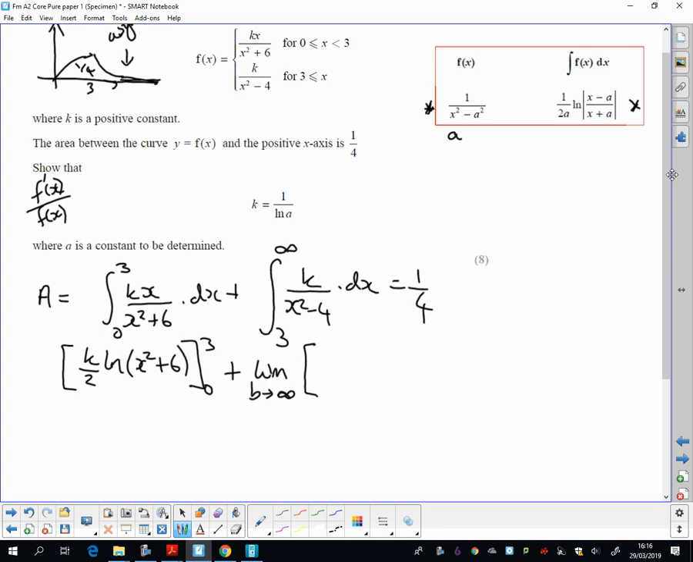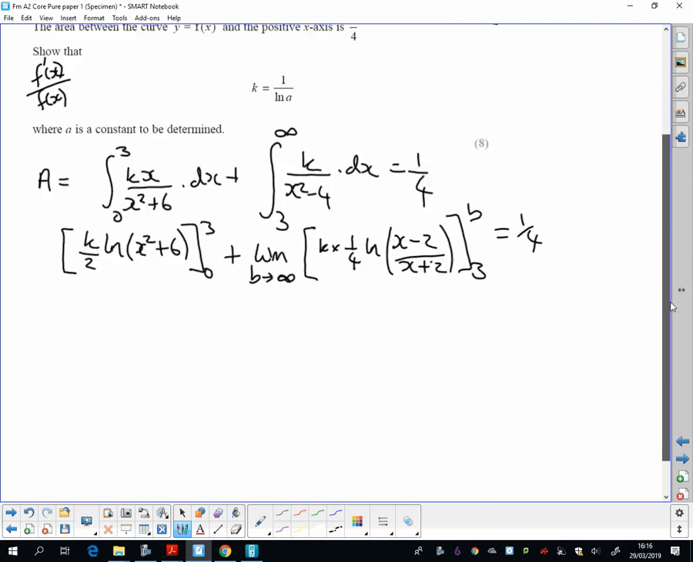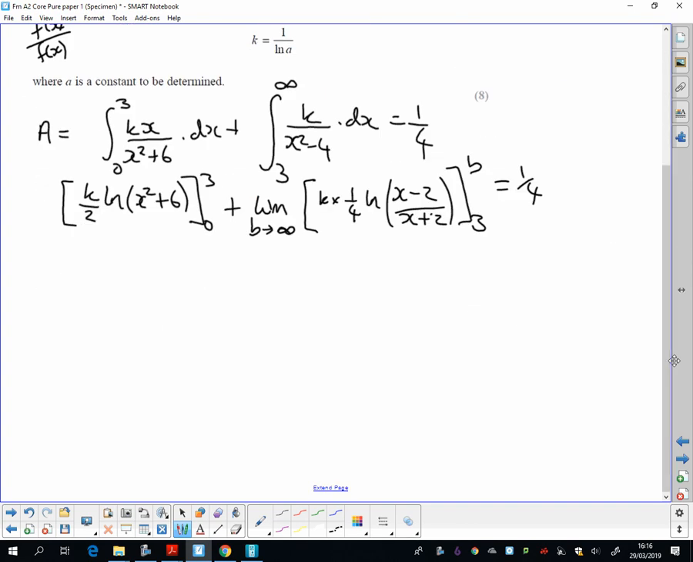If I look, a squared is 4, so a is 2. So this is going to be, k is still going to be at the front. And this is going to be a quarter. Right, so then we're going to have to carry on. We can substitute numbers in the first bit, and we can think about what's going to happen with this. This first bit is quite easy just to substitute in.